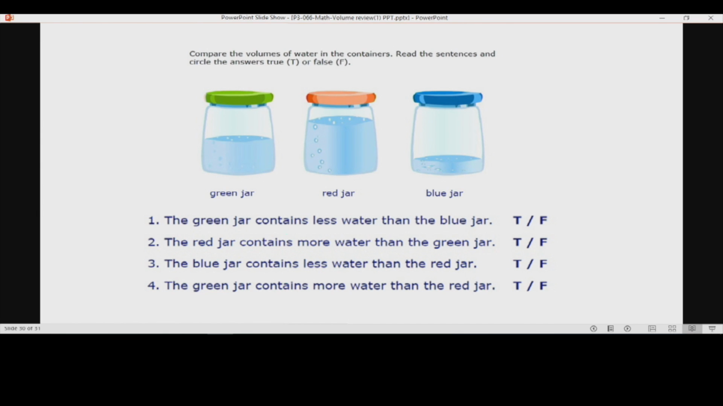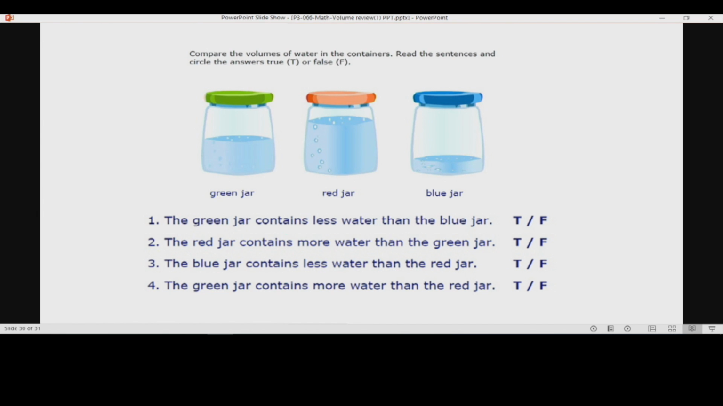Okay, now finally, let's have a look. We have how many jars? 3. We have a green jar, a red jar, and a blue jar. So let's see if these statements are true or false. The green jar contains less water than the blue jar. Is that true or false? False.